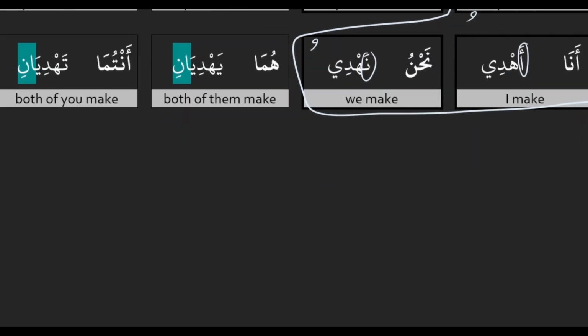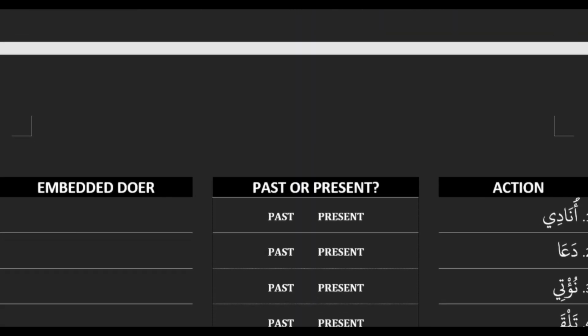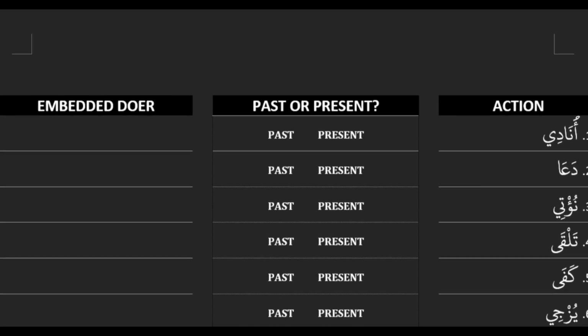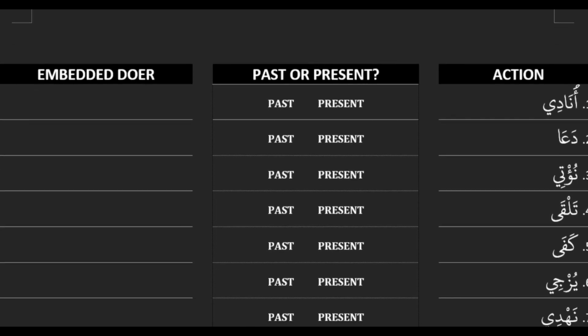Okay, let's put that to the test. Let's do some exercises. These have missing indicators, but we're going to do the same thing we did before, where we're going to find the tense and the embedded doer. So number 1, unadi.